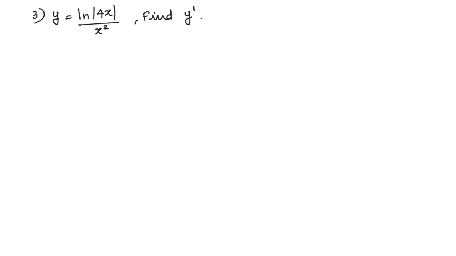Third question, we need to find the derivative. Here we will be using the quotient rule. Quotient rule is f prime g minus f g prime divided by g square. So f is ln of absolute value of 4x and g is x square.